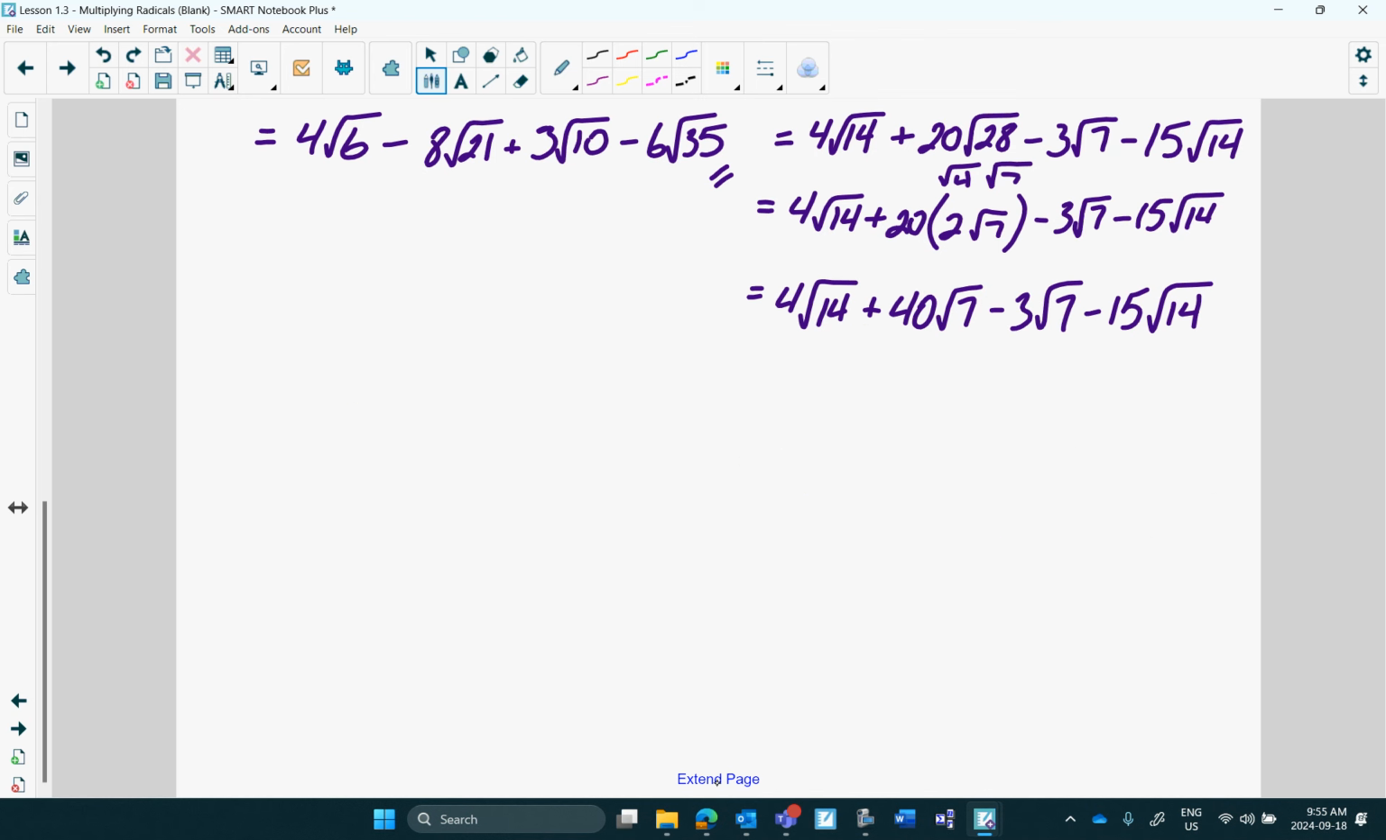And I can combine some radicals because I've got a couple of root 14s, I've got a couple of root 7s. When I combine the root 14s, what do I get? Negative 11 root 14. And when I combine the root 7s, plus 37 root 7. And I can't combine those because they have different numbers under the square roots, so I'm done. Okay.